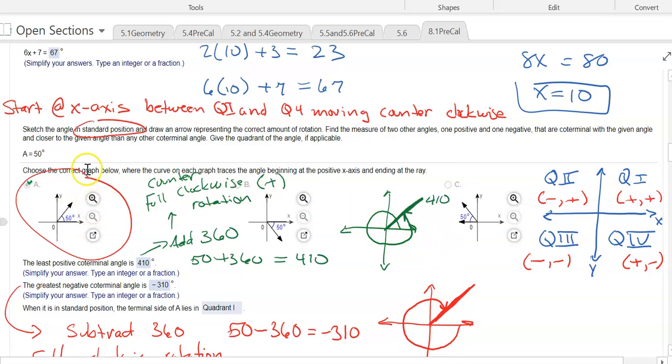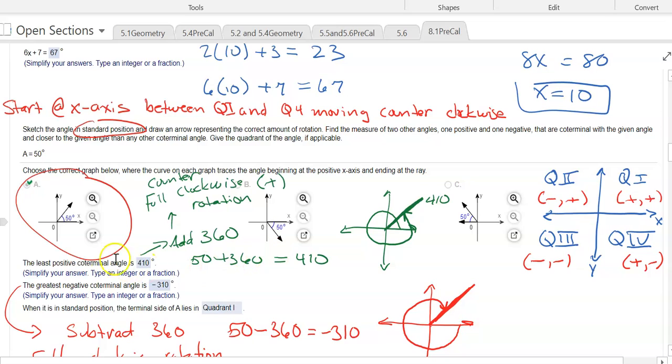And we're going to be looking at what's called the standard position. This is where we start at the x-axis between quadrant 1 and quadrant 4. So this is where we're starting here, and then we're moving in a counterclockwise rotation. So for 50 degrees, I simply start here, I move up 50 degrees, and I'm done.